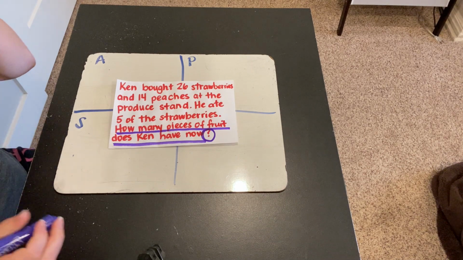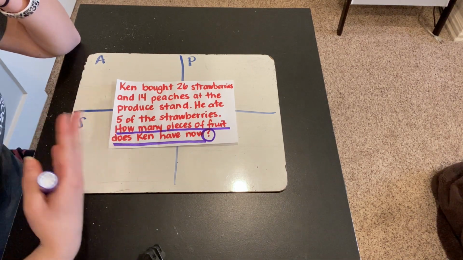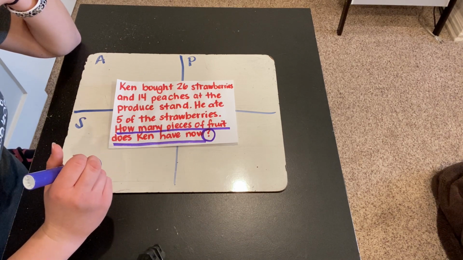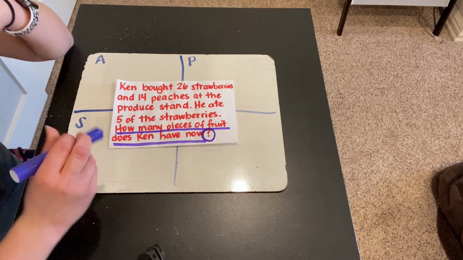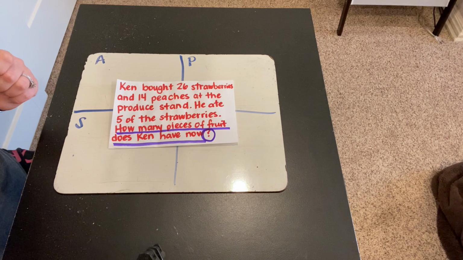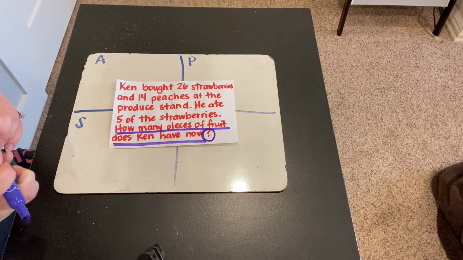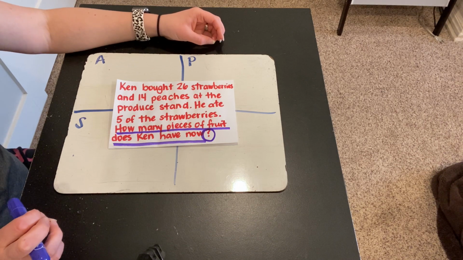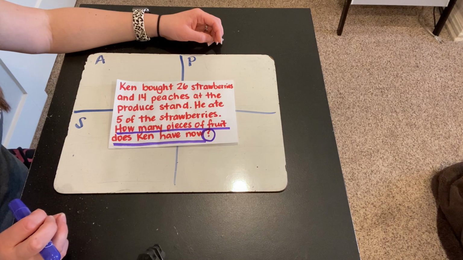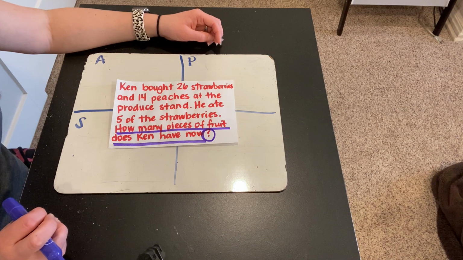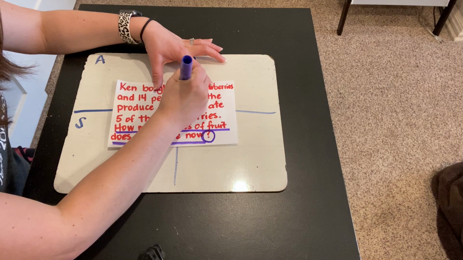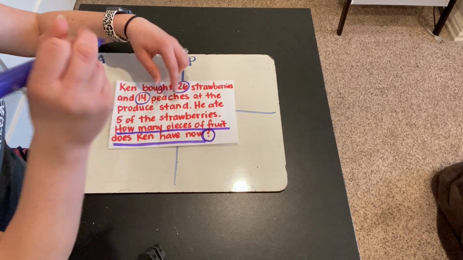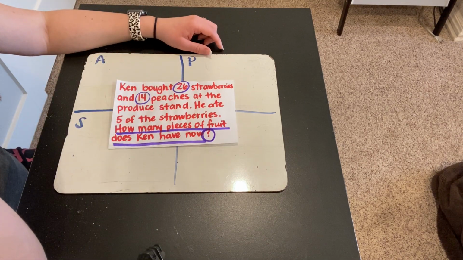Okay, now let's go back through and listen to any of the information that talks about pieces of fruit, because that's what we're trying to figure out, how many pieces of fruit Ken has. So listen carefully, and when you hear something about fruit, we know that's important. All right, Ken bought 26 strawberries and 14 peaches at the produce stand. Did you hear anything important in that sentence? I heard something about fruit. I heard 26 strawberries. Strawberries are fruit. And I heard 14 peaches. Peaches are also fruit. Okay, let's listen to the next sentence.